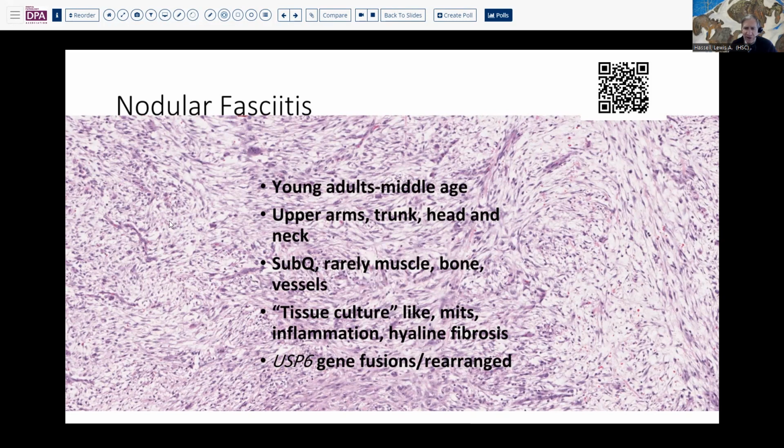The classic description of this lesion is that of a tissue culture appearance. Now, not many of us do tissue culture, and so what does that mean? Well, it means that these cells grow with a streaming, spindle-shaped appearance with a lot of loose, watery tissue in between. Mitoses tend to be frequent, and there may be some hyaline fibrosis that can be seen as well. More recently, we've identified that these lesions are associated with USP6 gene fusion or rearrangement, which can be a useful marker if we're considering the differential of a more serious lesion.